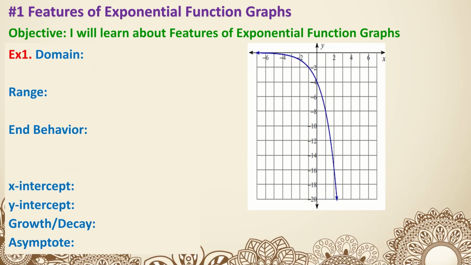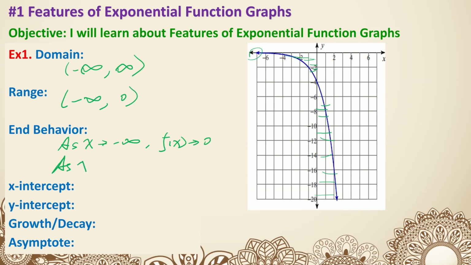Example 1. The first few features are quite easy for you to go through. Domain is -infinity, +infinity. Range, well, this one, we actually have everything below until we go up to right there on the x-axis. We're not getting exactly that line, so it's going to be from -infinity to 0, but not including 0. As x approaches -infinity, the left-hand side is going almost flat to 0, so f of x approaches 0. As x approaches infinity, f of x on the right side is going down and right, so it's actually approaching -infinity.